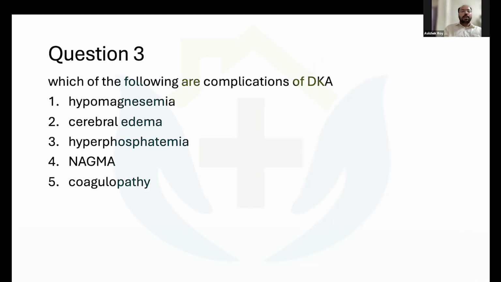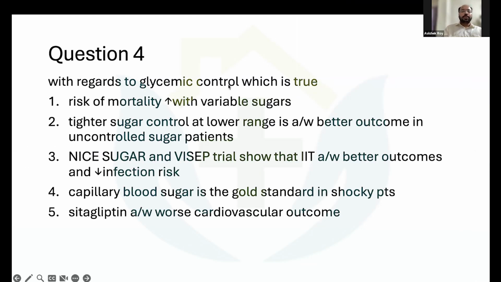Sorry. Question number 4, with regards to glycemic control, which is true? Risk of mortality increases with variable sugars. Tighter sugar control at lower range is associated with better outcome in uncontrolled sugar patients. NICE-SUGAR and VISEP trials show that IIT, or intensive insulin therapy, that's 80 to 110 range, is associated with better outcomes and reduced infection risk. Capillary blood sugar is the gold standard for the shocky patients, and sitagliptin is associated with worse cardiovascular outcomes.